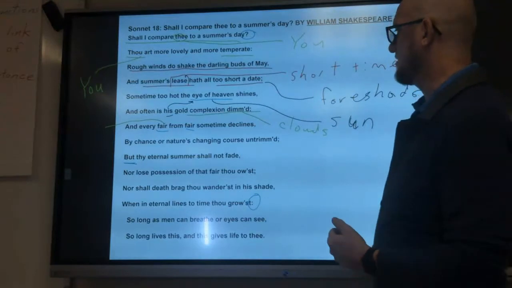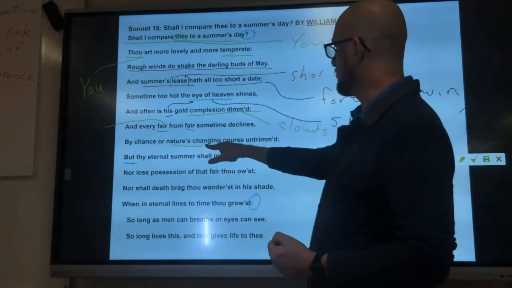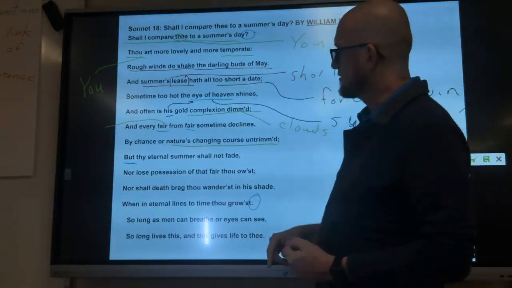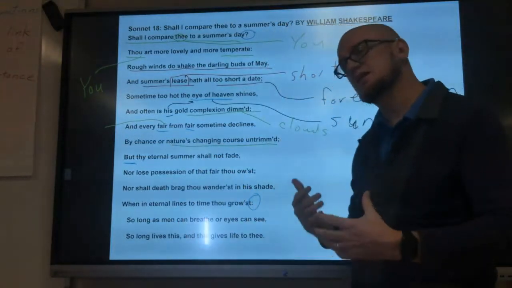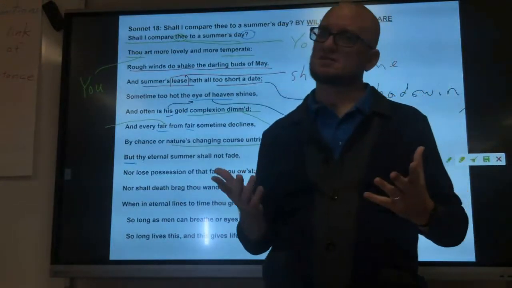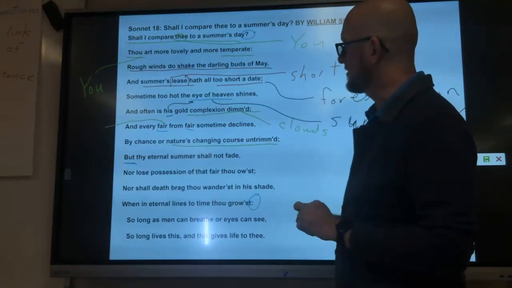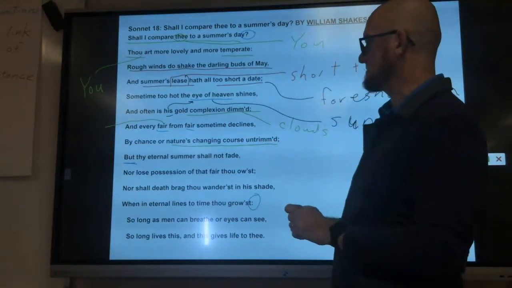Every beauty declines. By chance or by nature's changing course untrimmed. Nature changes its course. The seasons begin, the seasons end. So again, the summer's still not a good comparison to the timelessness of your beauty and amazingness.